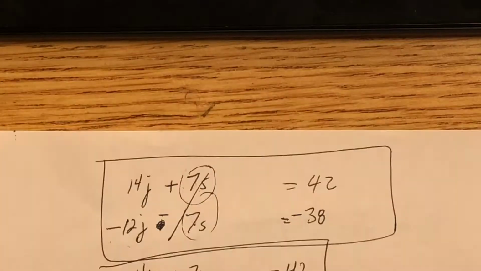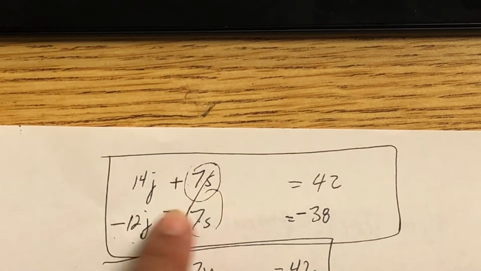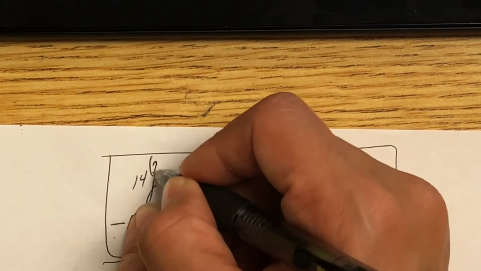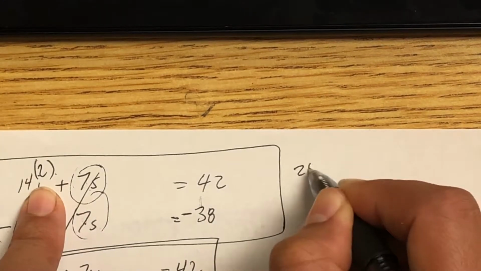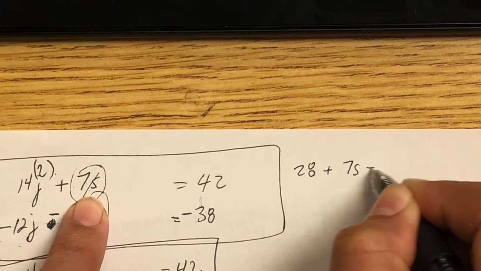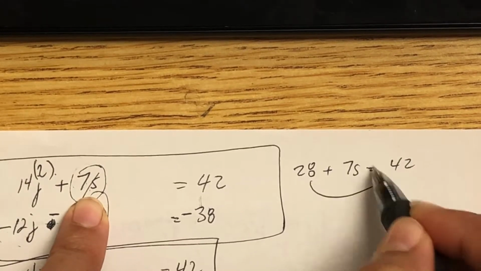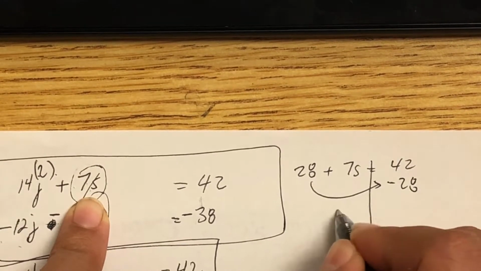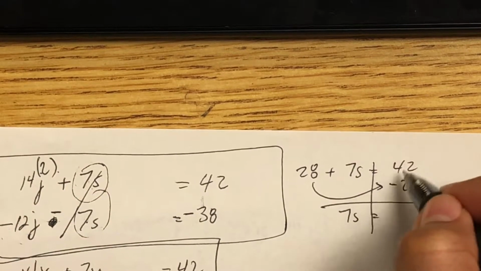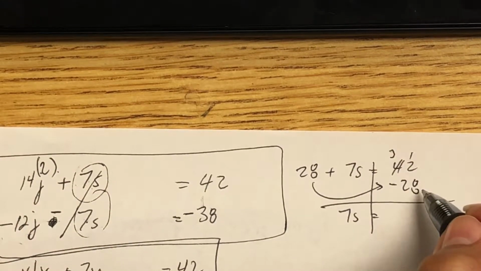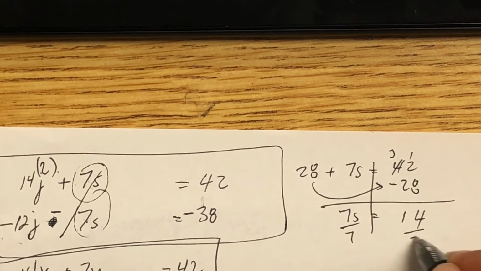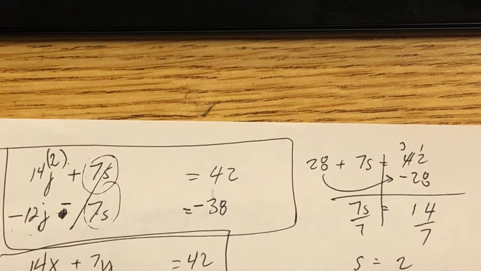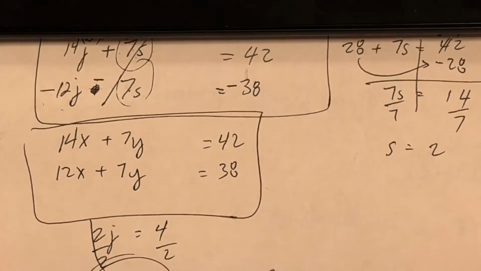Now I'm going to put that back into the original equation. Juice is 2, so this J is 2. Then you can just do 14 times 2, which is 28, plus 7S is equal to 42. Take 28 to the other side, so it's negative 28. 7S is equal to 14. Divide by 7, S is equal to 2. So S is also equal to 2. Both of them are equal to 2.